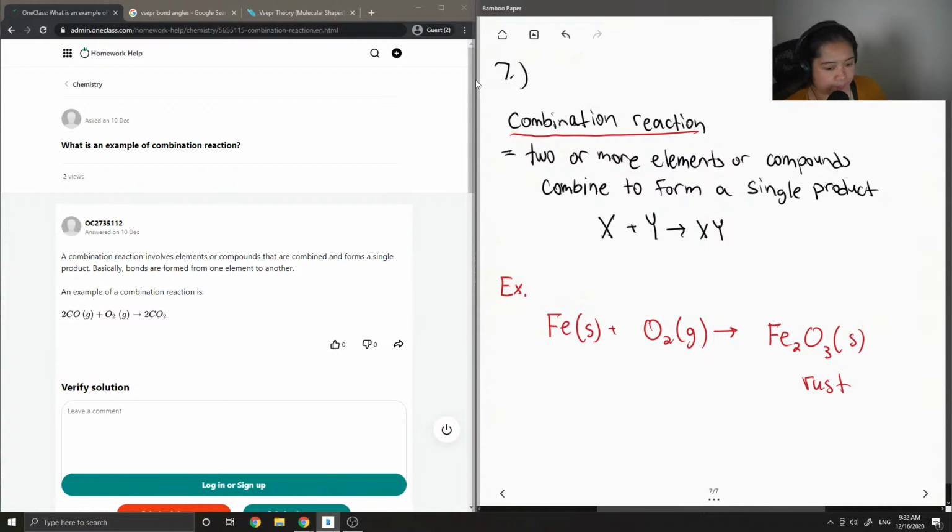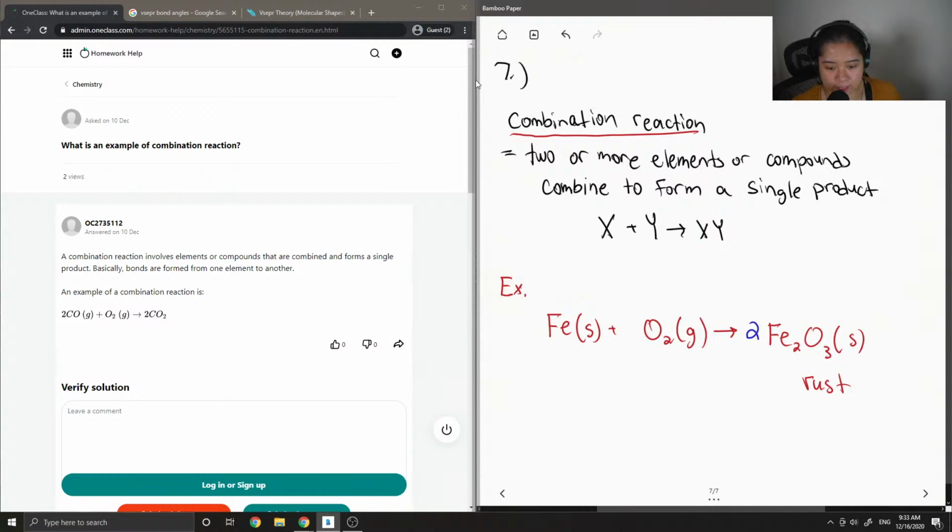So you can see that there are two oxygens on the reactant side and three oxygens on the product side. So an easy way to balance one of these questions is to just put the coefficient as the same value as the subscript of the opposite one. So let's say we had 2O2 here. I'm going to put a 2 in front of the iron oxide.